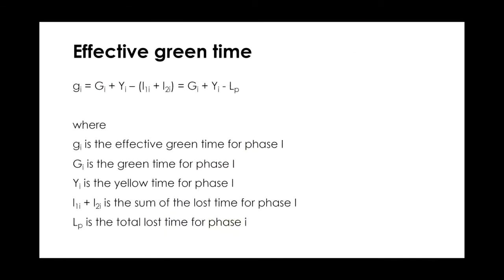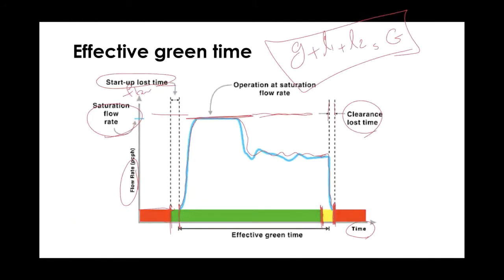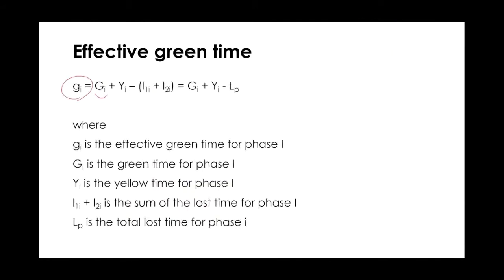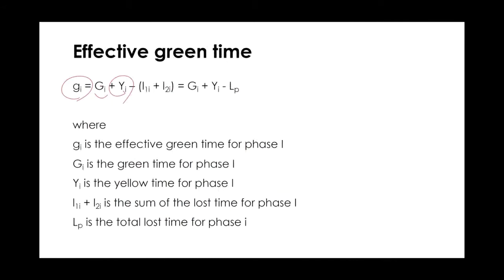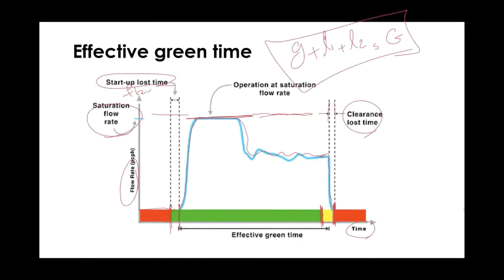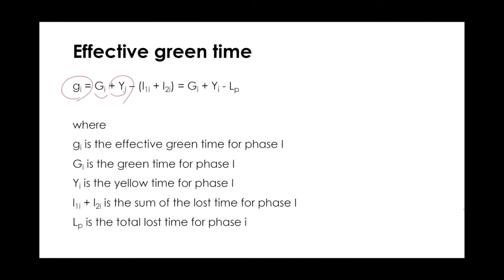I think I just talked about this, that a small g is the green time. Actually, what I have missed here is the yellow time. I should have added the yellow time here as well. So G plus L plus L2 is actually green plus yellow time, because yellow time gets embedded into it as well.